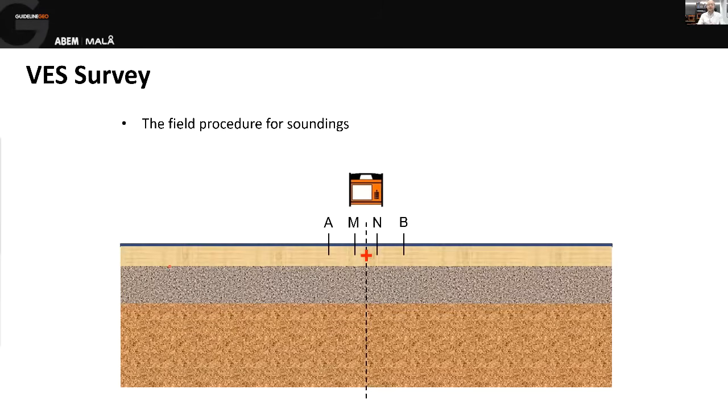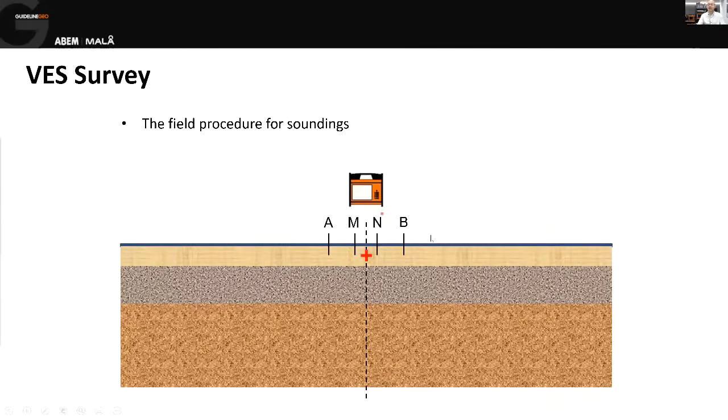So the field procedure for VES, what do we do when we take the measurements? Well, we set our instrument up, and in this particular diagram, you can see that we have a sort of icon of a Terrameter LS or an LS2, and we would have 4 electrodes. So 2 current electrodes on the outside, they're labeled A and B in the textbooks, and then a voltage pair in the middle, M and N, that are measuring our return signal.